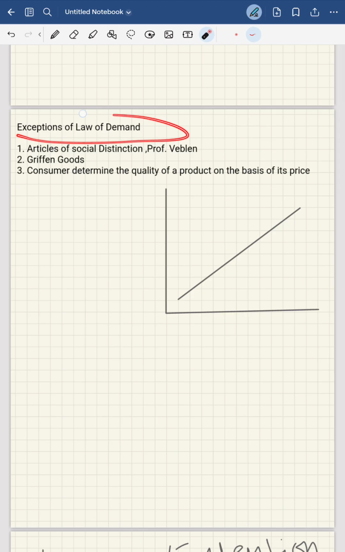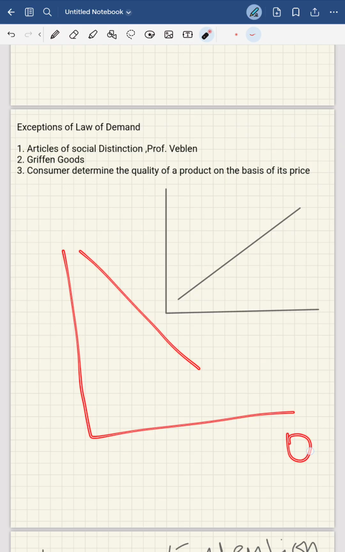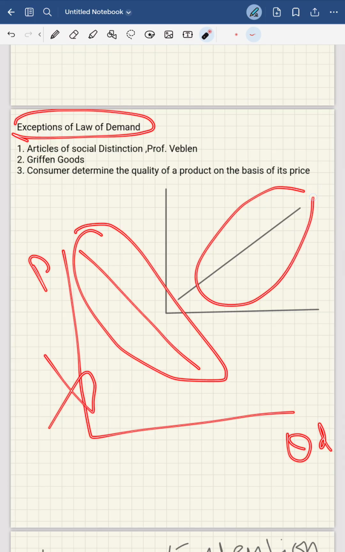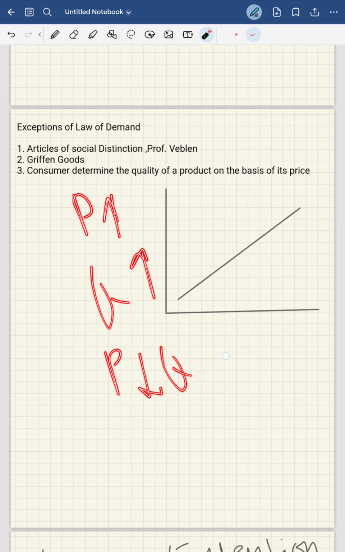Now, exceptions of the law of demand. Exceptions of the law of demand are those in which the law of demand fails. We say that there is a negative relationship between price and quantity demanded, so our demand curve will be downward sloping. In the case of exceptions, this law fails, so our demand curve will be upward sloping. This shows a positive relationship between price and quantity demanded. When price rises, quantity demanded also rises. When price falls, quantity demanded also falls.